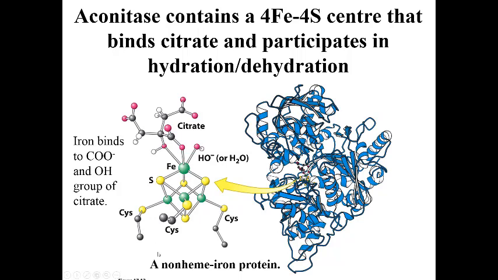So, iron sulfur center. Aconitase contains the 4 iron 4 sulfur center, so it is a non-heme iron protein. It's a protein that has required irons, but these irons are not associated with a heme.